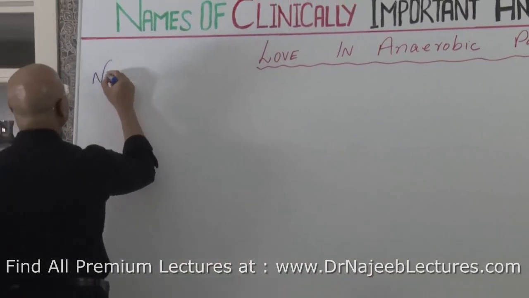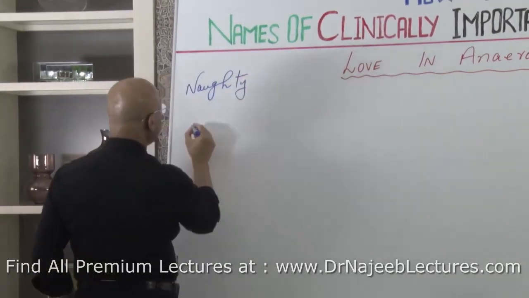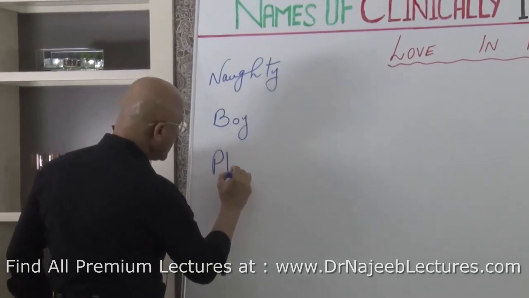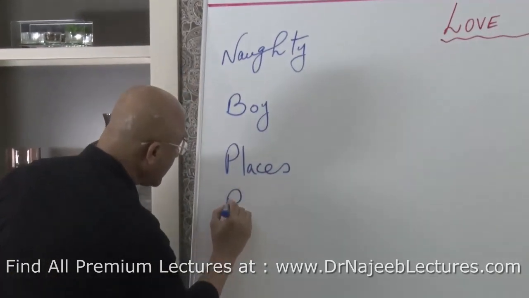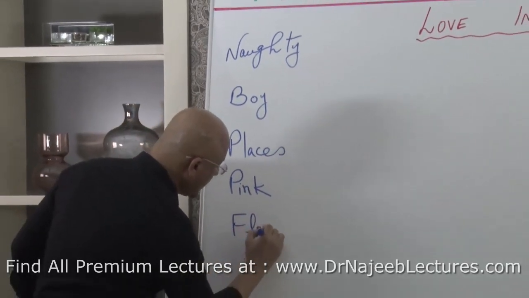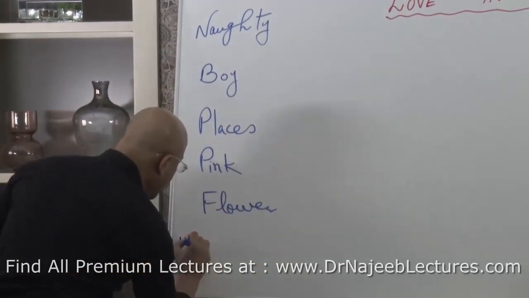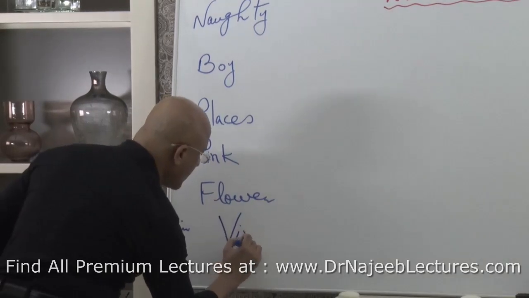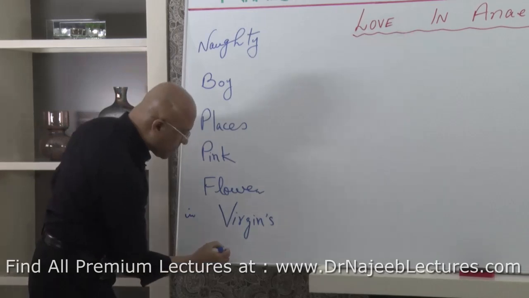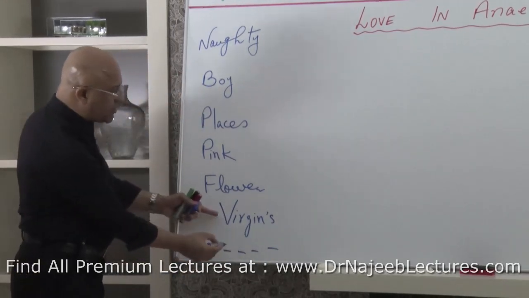Naughty boy places pink flower. Where does he place the pink flower? In virgins. Virgins dash dash dash, because we don't need more than this for the story.